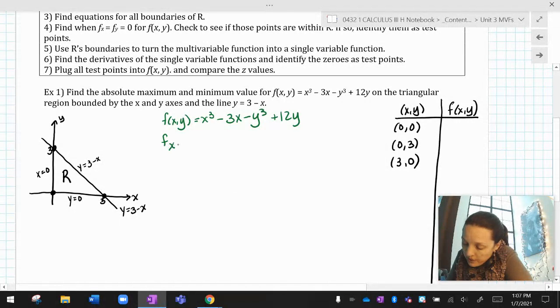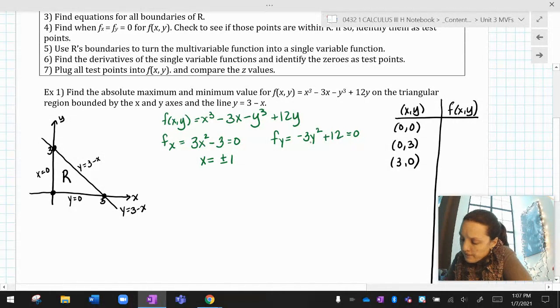I want to find f sub x. That's going to be 3x squared minus 3. I want to find f sub y. That's negative 3y squared plus 12. I want to find out when they both equal 0. Well, 3x squared minus 3 is going to equal 0 when x is plus or minus 1. Negative 3y squared plus 12 is going to equal 0 when y squared is 4, which means y is plus or minus 2. So what that gives us is actually 4 test points. The point (1, 2), the point (1, -2), the point (-1, 2), and the point (-1, -2).